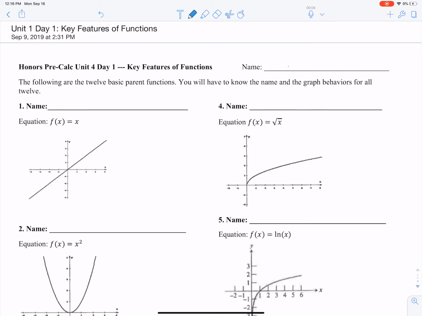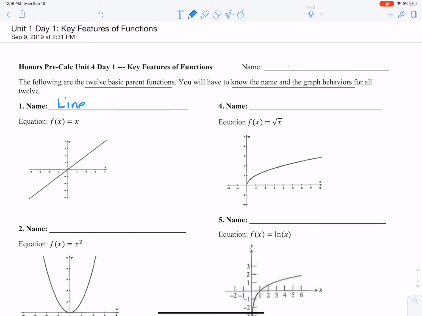We are going to be reviewing our 12 basic parent functions. And as it says on your paper, you will need to know the name and the graph behaviors for all 12. So I want you to pause the video right now and see how many of the 12 you can do. And then unpause and see if you got them right. Okay, welcome back. Let's see how you did.